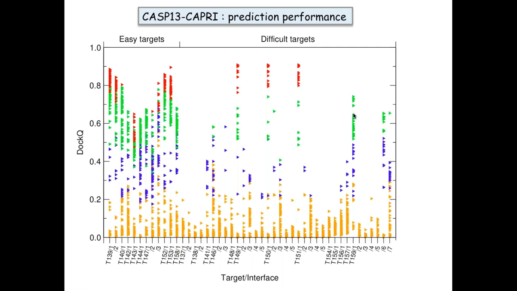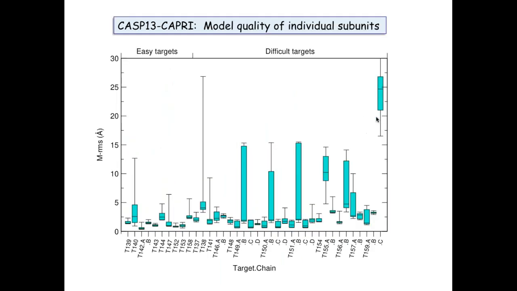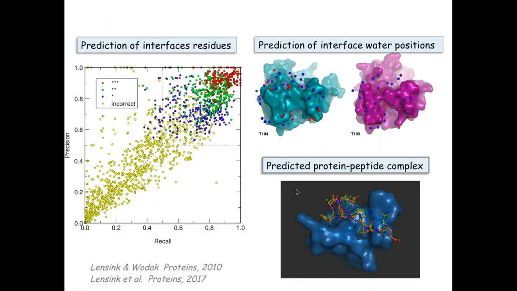And this is the result for the same interfaces, but just measuring how well the individual subunits have been predicted in terms of the three-dimensional structure of the subunits. And that's the root mean square deviation of the backbone. And you see for the easy targets, these deviations are really low. And for the difficult targets, you see that some components are probably very poorly modeled. And hence, this influences the result for modeling of the assembly.